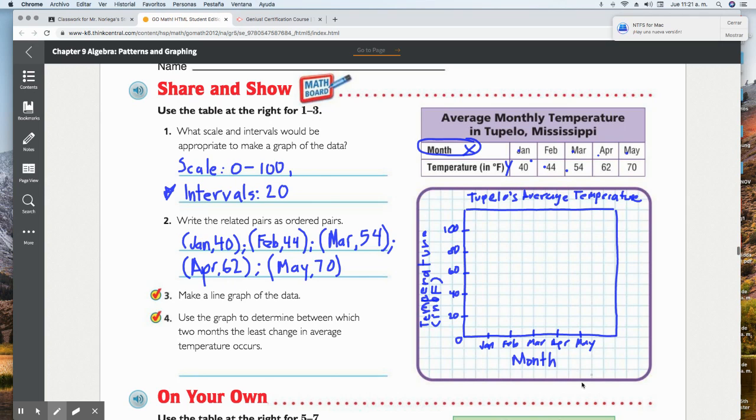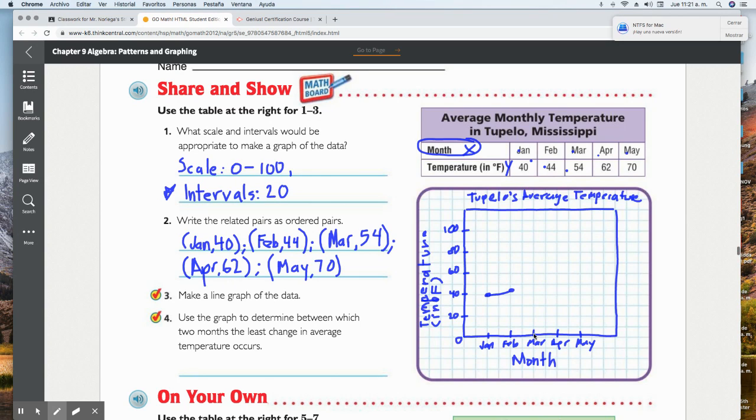Let's go ahead and look at the first ordered pairs. This is the first ordered pair, January, 40. So I'm going to place my pencil at January and go all the way up to 40. I'm going to plot my point. Then February, 44. February and 44 would be very close to 40, so I'm just going to plot my point right there, and then draw a line segment to connect them.